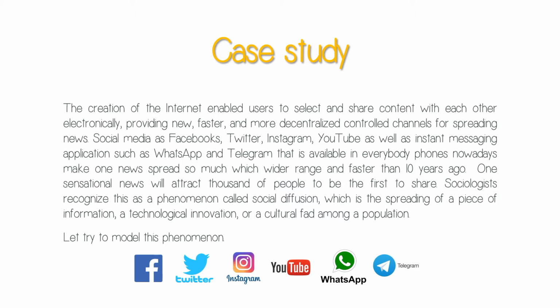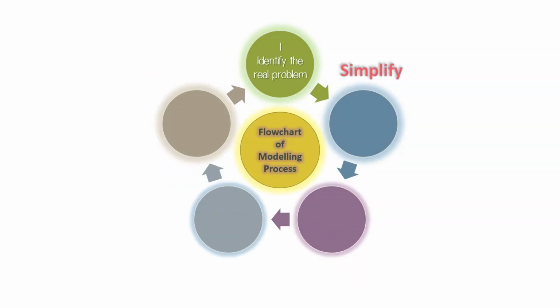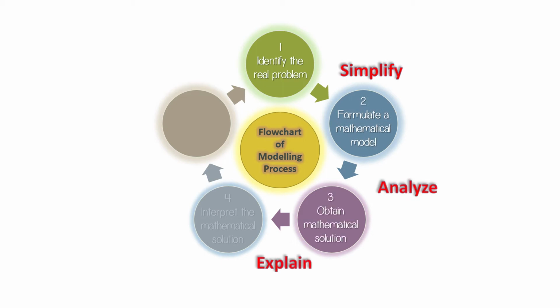Sociologists recognize this as a phenomenon called social diffusion, which is the spreading of a piece of information, a technological innovation, or a cultural thread among a population. In other words, this is how the news becomes viral. Now we want to model this phenomenon. We will use the flowchart of the modeling process throughout the entire process of modeling.